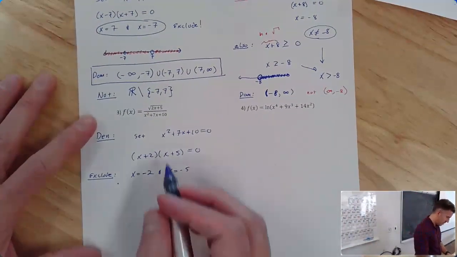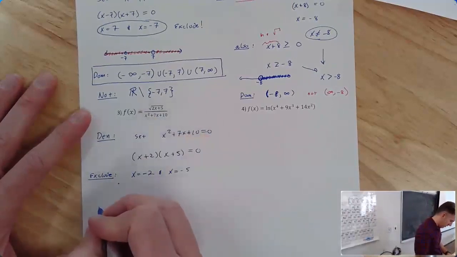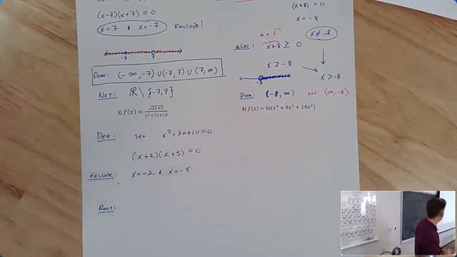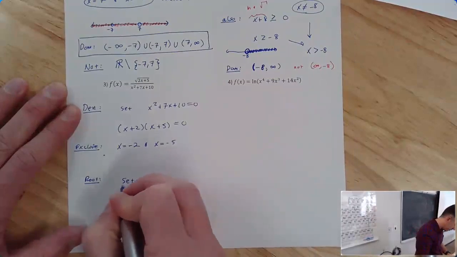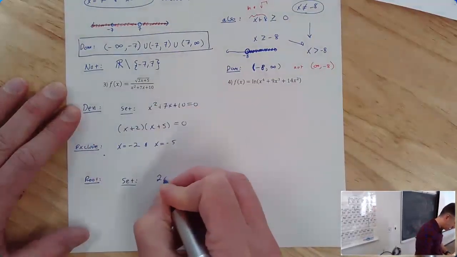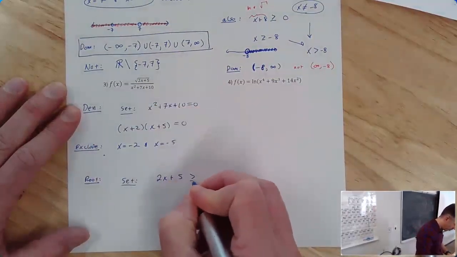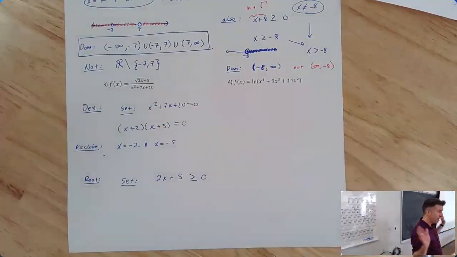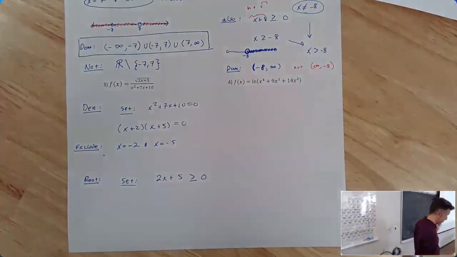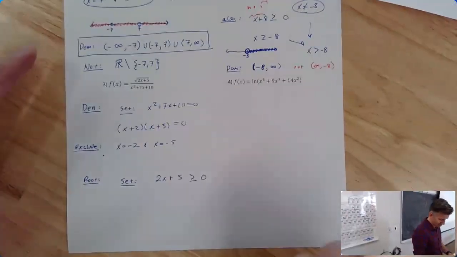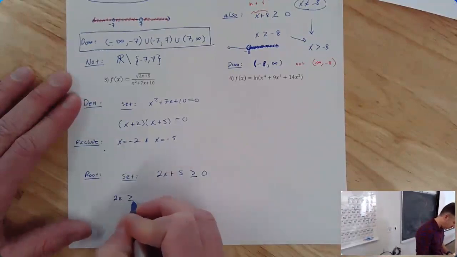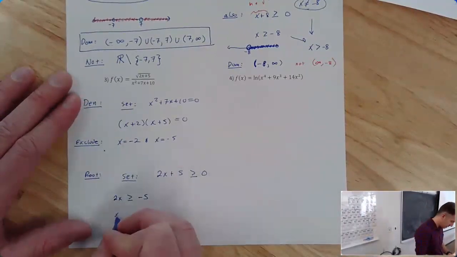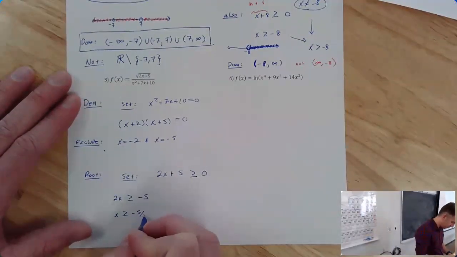And then we're also going to deal with the numerator. So we also have a square root. For the square root, we have to say the insides have to be non-negative. So we're going to set 2x plus 5 to be greater than or equal to 0. Totally fine to be equal to 0 here, right? Because it's in the numerator. All right, now we're solving for x. So we've got 2x greater than or equal to -5. And then x is greater than or equal to -5/2.